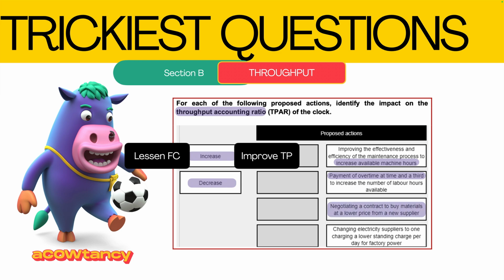If you get a lower price from a supplier, will that improve your sales less materials? Yes, it will. So that will be an increase as well. And if you change your electricity supplier, so you get a lower electricity charge per day for factory power, well, again, you are paying less extra costs here. And so because you're paying less fixed costs, you are going to increase.